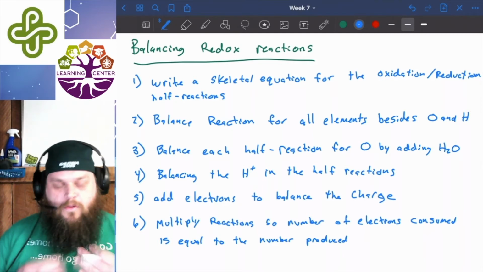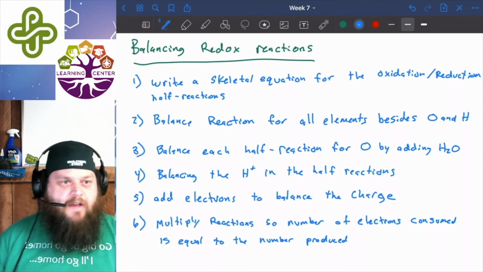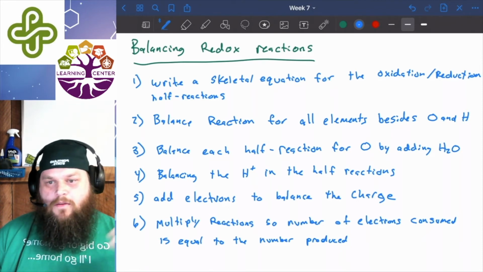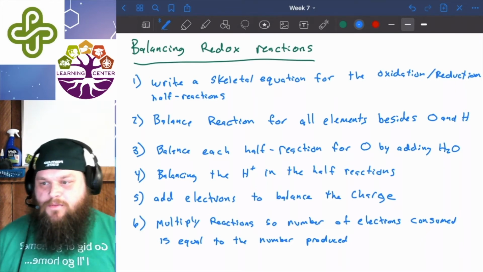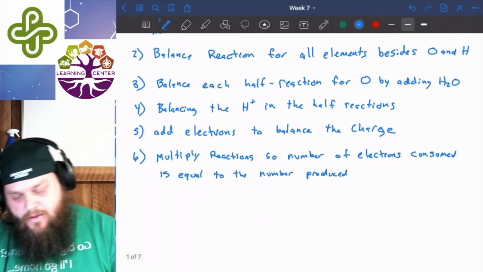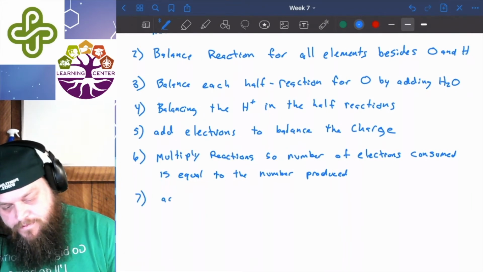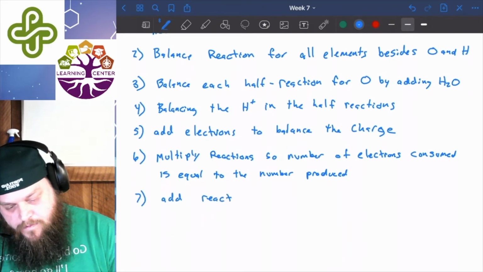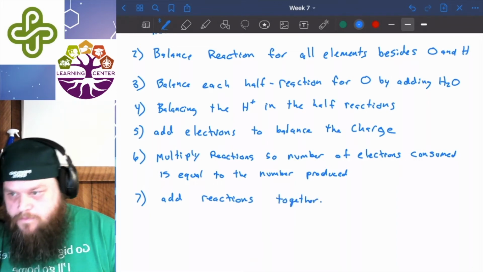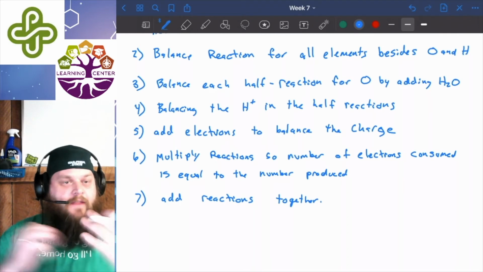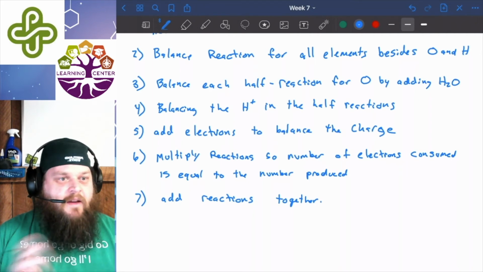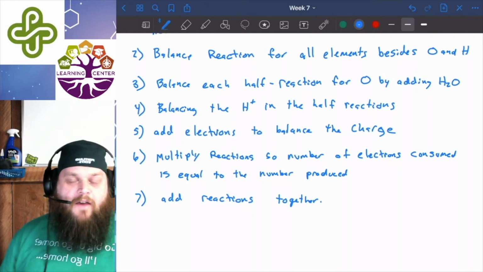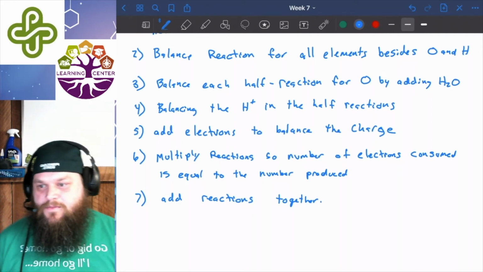And we're looking at the comparison between the two half reactions. Really, we want the number produced in one half reaction to equal the number consumed by the other half reaction. And then we add these reactions together. Just kind of adding the products on one side, adding the reactants on the other side, and canceling out any common values we have between the products and those reactants.